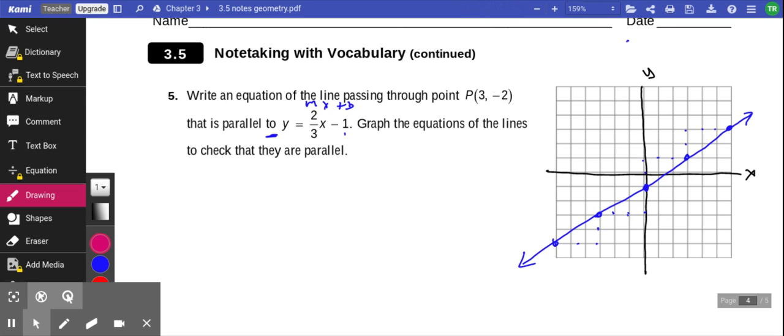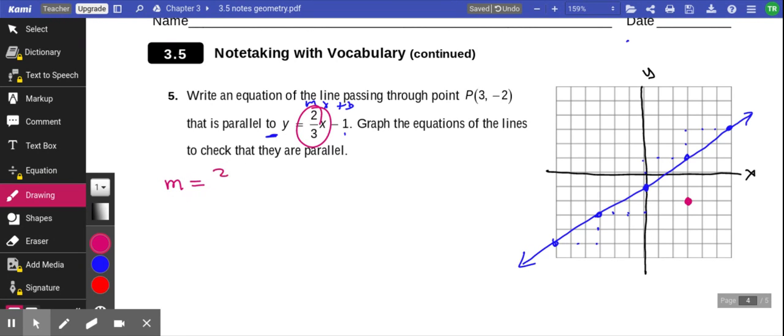So for 3, -2, that's here. And if I want it to be parallel, what slope should I have? Well, I've got to have the same slope. So my m's got to equal 2/3. And I'm going to use a formula for a line. Now, there's 2 ways you can do it. I've found, for the most part, that students like y equals mx plus b. I have a point, 3, -2, and I have an m. I just don't know what my y-intercept is. So I'm going to plug these in.